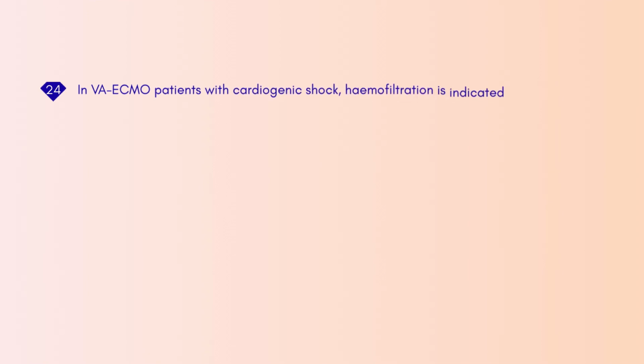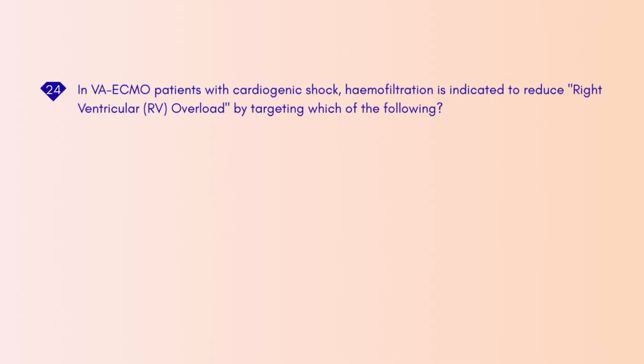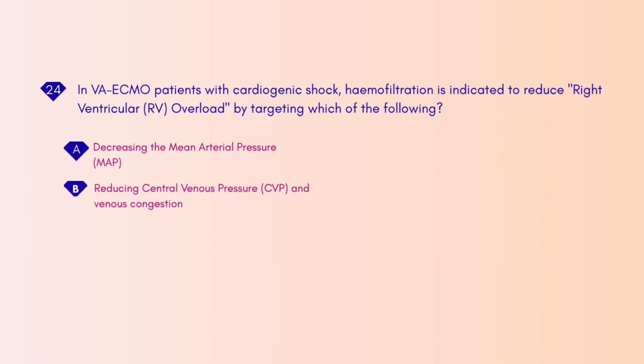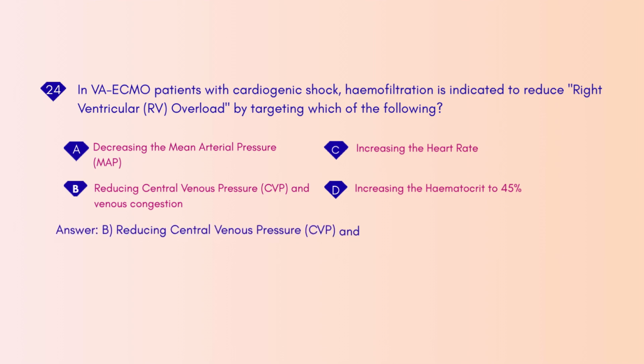In VA-ECMO patients with cardiogenic shock, hemofiltration is indicated to reduce right ventricular, RV, overload by targeting which of the following? A. Decreasing the mean arterial pressure, MAP. B. Reducing central venous pressure, CVP, and venous congestion. C. Increasing the heart rate. D. Increasing the hematocrit to 45%. Answer: B. Reducing central venous pressure, CVP, and venous congestion.